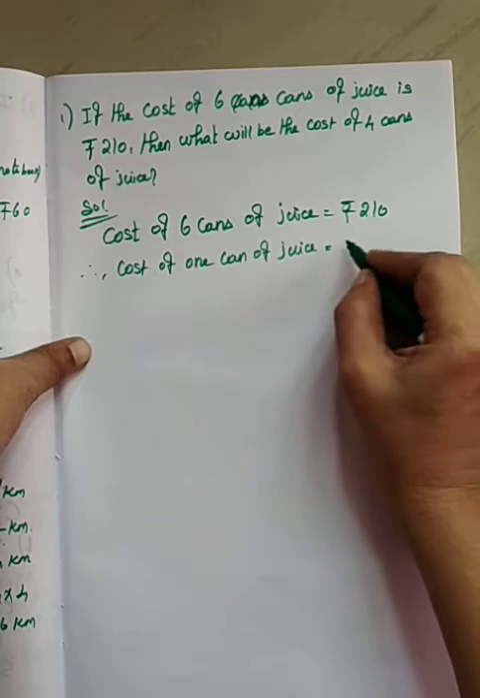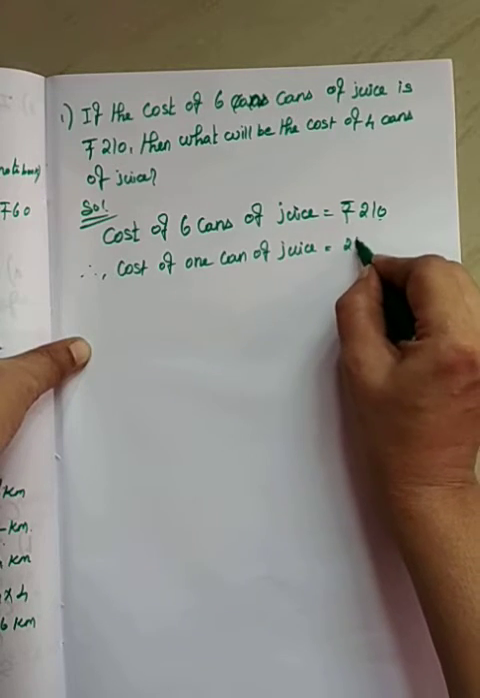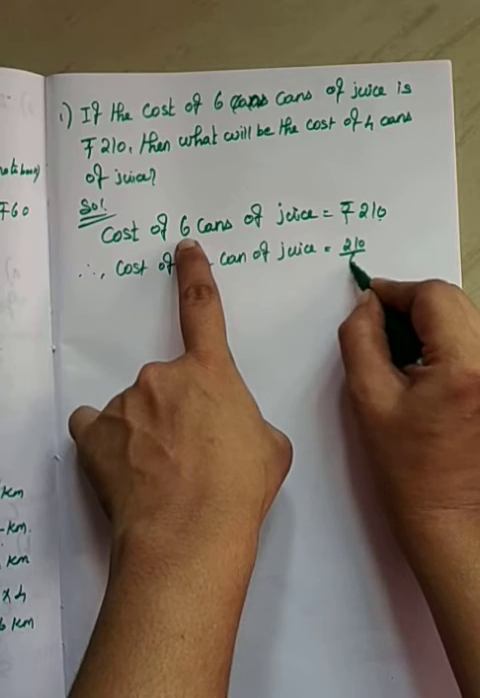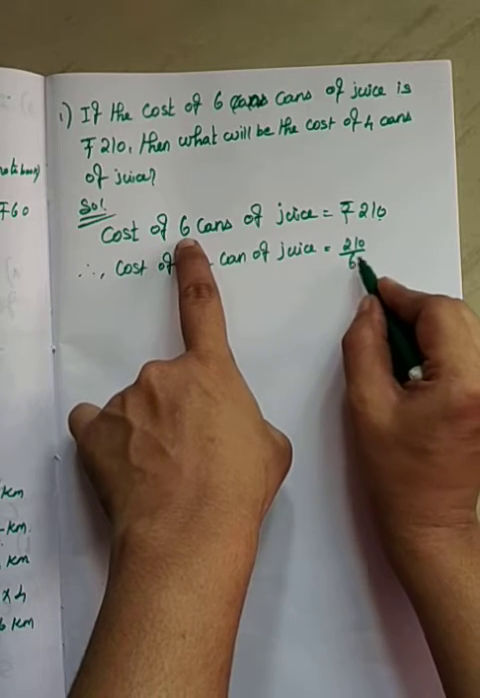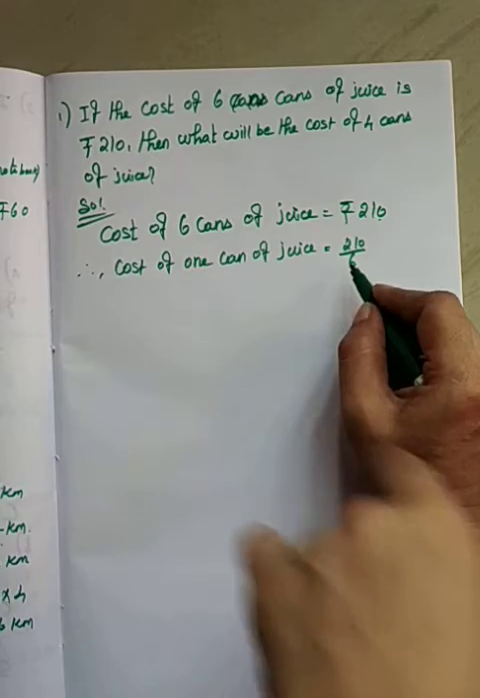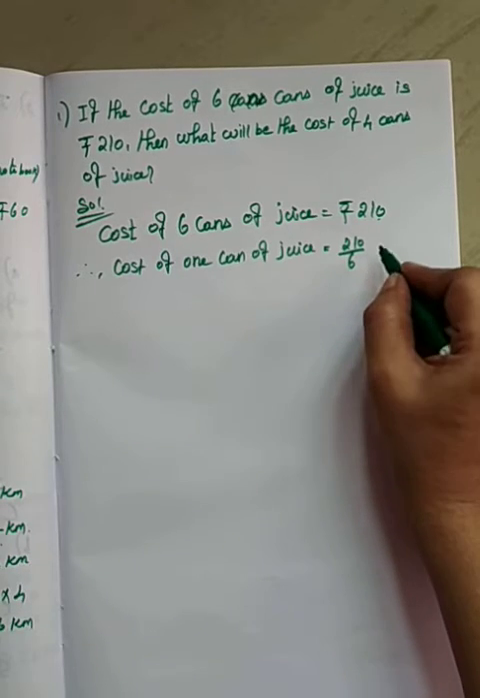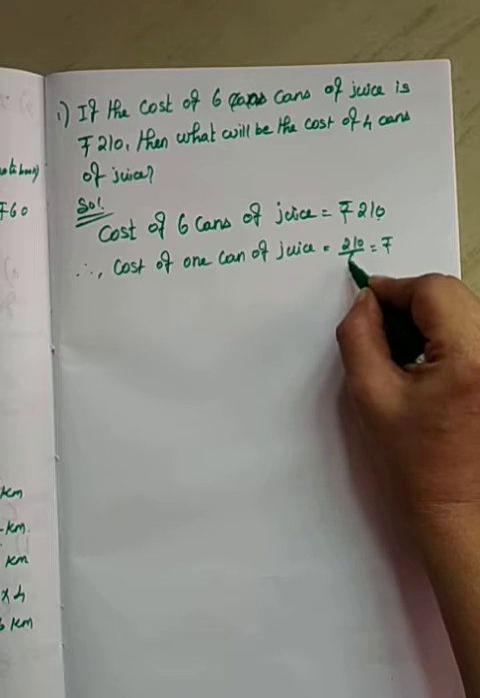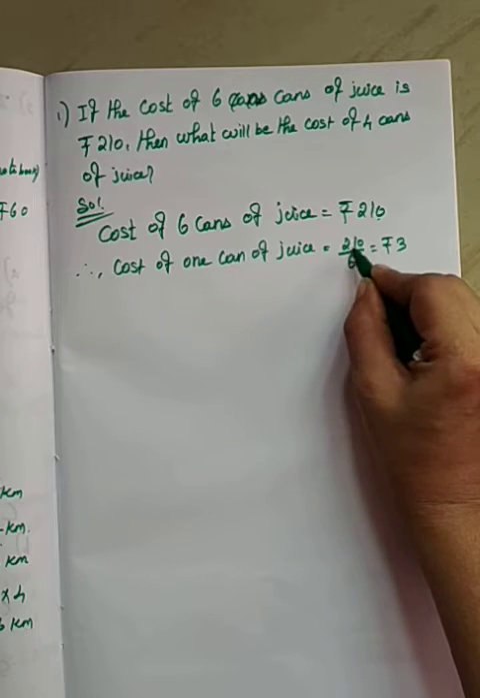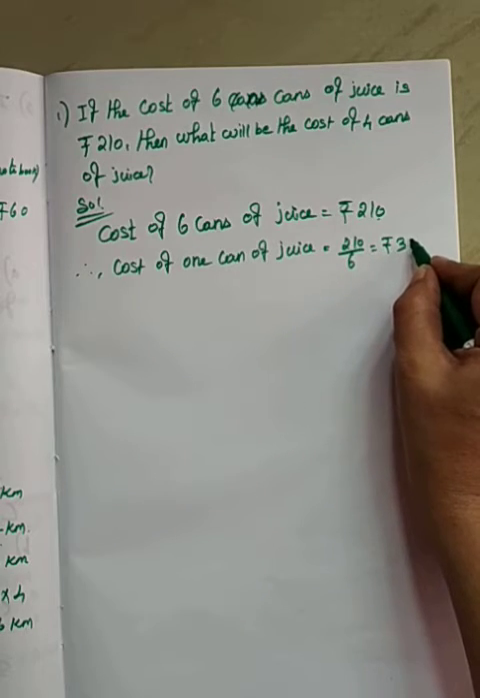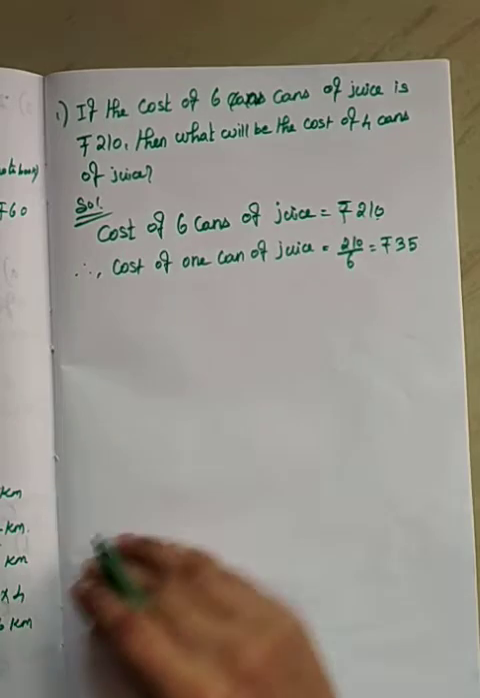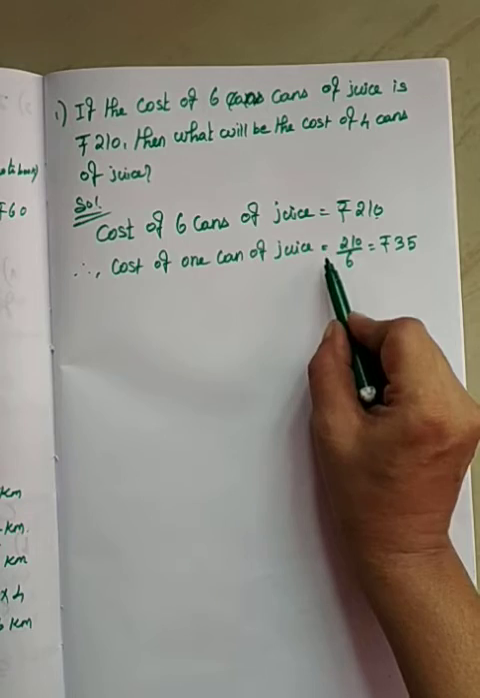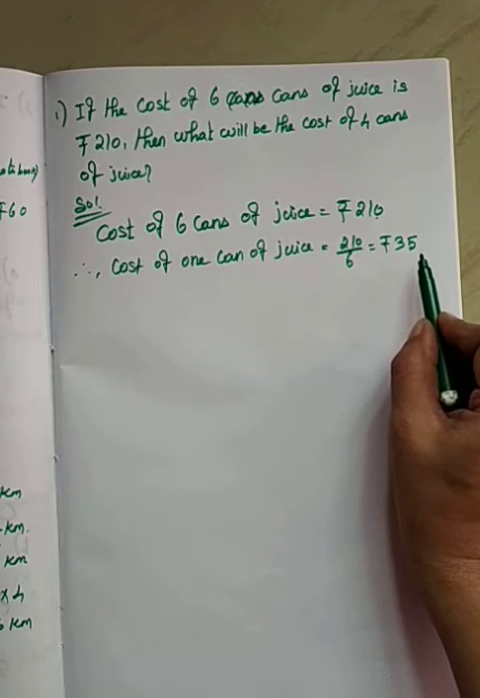is equal to, how can you find? In this 210 divided by how many cans? 6 cans. So you have to put divided by 6. 210 divided by 6 means what is that? You will get 6 3s are 18, remainder 3 and then 30, 6 5s are 30. Okay, so you will get the cost of 1 can of juice is rupees 35.